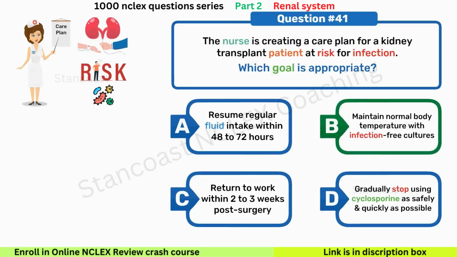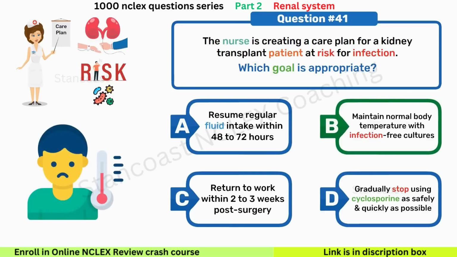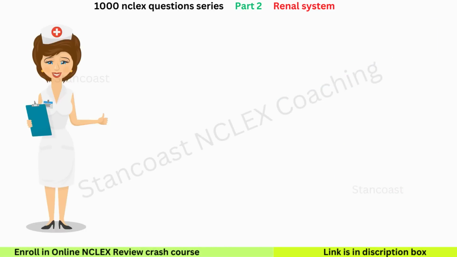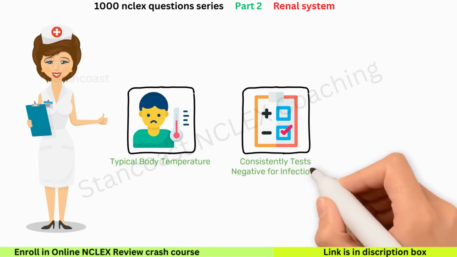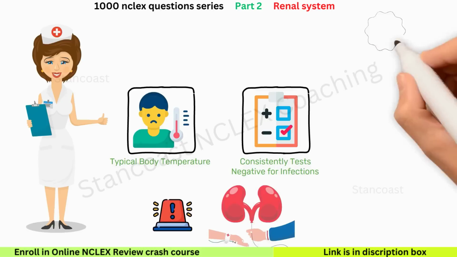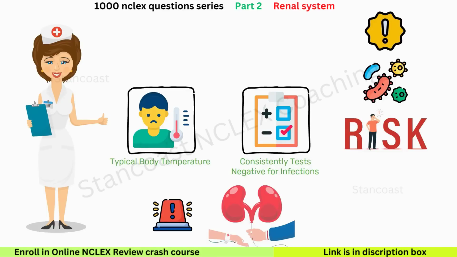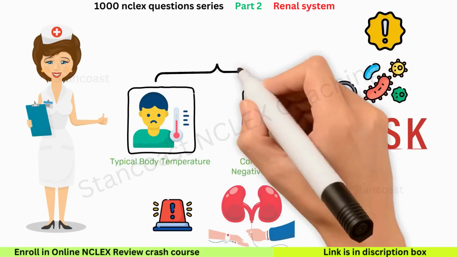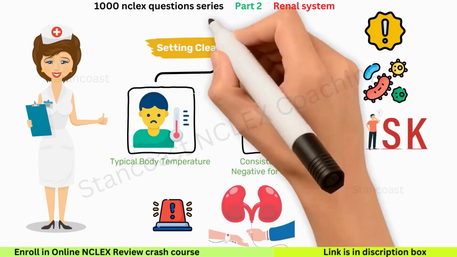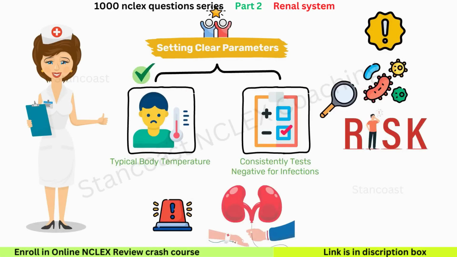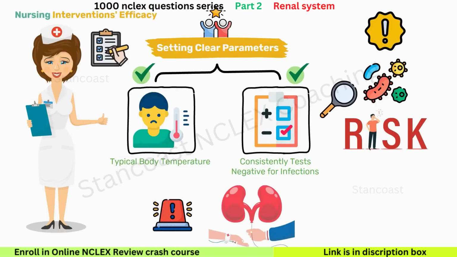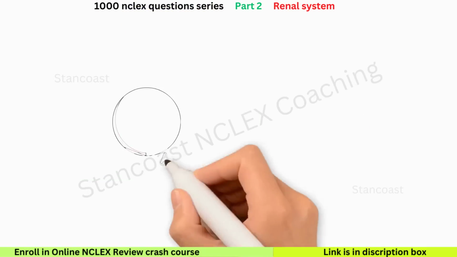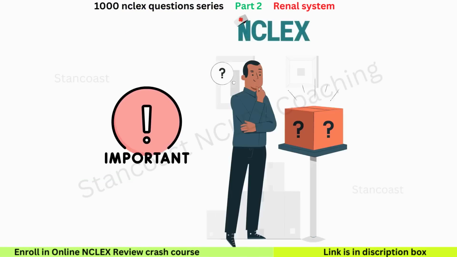Correct answer is B. Maintain normal body temperature with infection-free cultures. Ensuring the patient maintains a typical body temperature and consistently tests negative for infections is crucial following a kidney transplant, especially when infection risk is a concern. This objective directly tackles the nursing diagnosis of risk for infection by setting clear parameters for success, such as monitoring body temperature and conducting culture tests, allowing for the evaluation of nursing intervention's efficacy. Next up, we'll tackle another significant NCLEX question and answers.